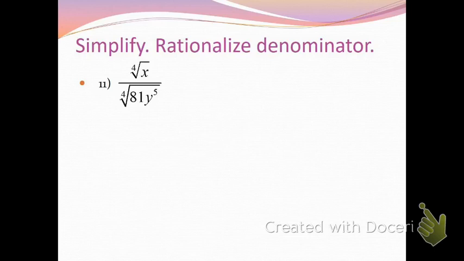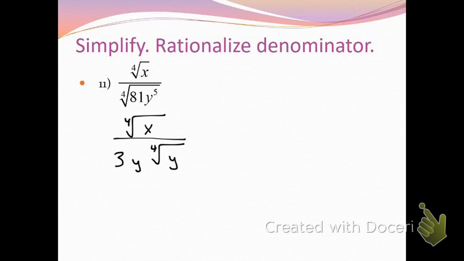So I have the 4th root of x over the 4th root of... wait a minute, isn't the 4th root of 81 3? Okay, and I could simplify that denominator. So let's write the 4th root of x in the numerator. But the 4th root of 81 is what? 3 and y, and then what? 4th root of y. So that's a good first step.